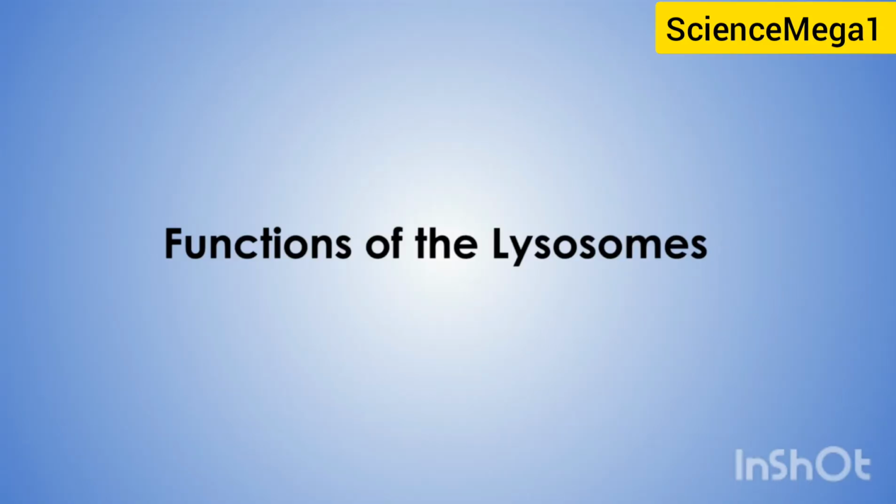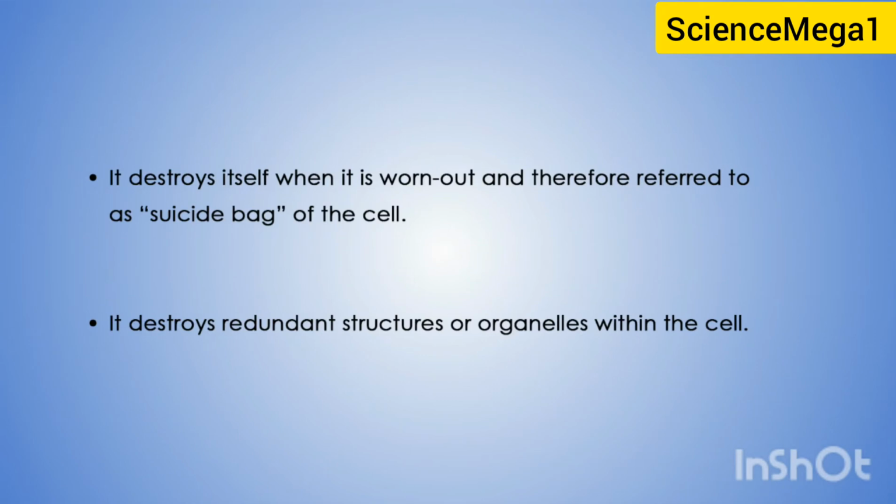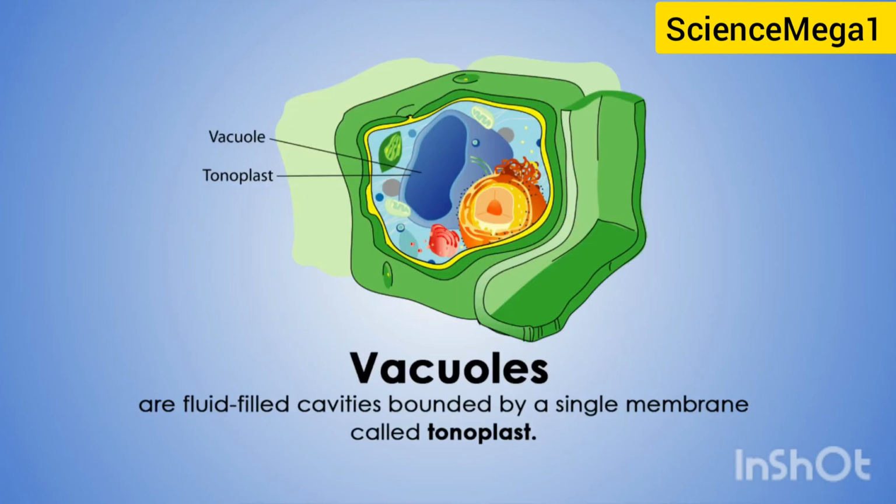Now let's look at the function of the lysosomes. It destroys itself when it is worn out, and therefore it is referred to as the suicide bag of the cell. It destroys redundant structures or organelles within the cell. Now, another organelle you find in the cell is the vacuoles.